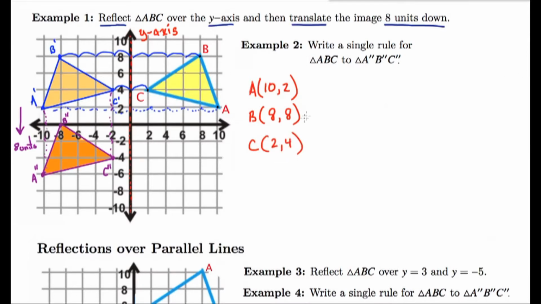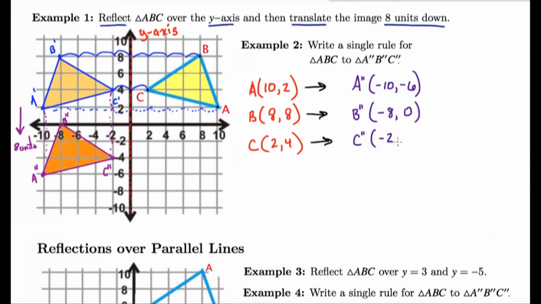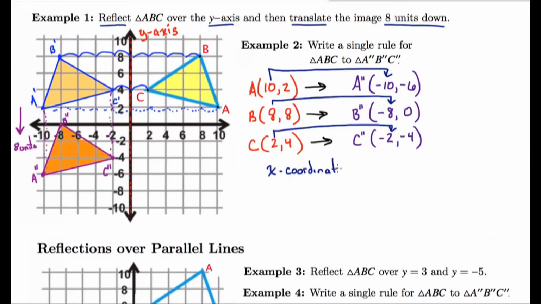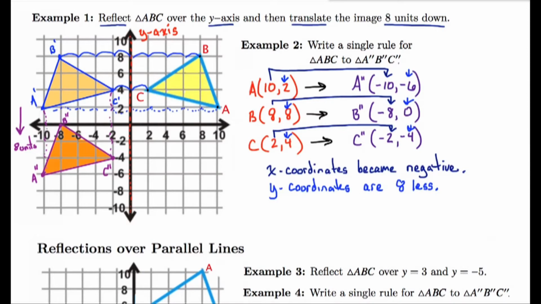So A, B, C, here are my coordinates for the original, and it's going to transform into the A double prime, B double prime, C double prime. What do you notice about the coordinates? The x coordinates on all of these is negative, the opposite. From 10 to negative 10, 8 to negative 8, etc. Look at the y coordinates. What's happening there? Well, each one of them are 8 less in the double primes.